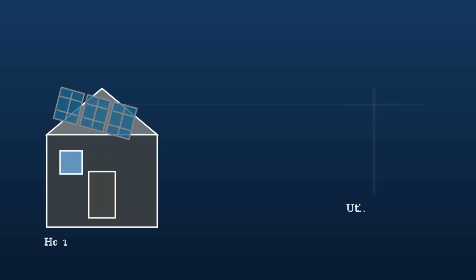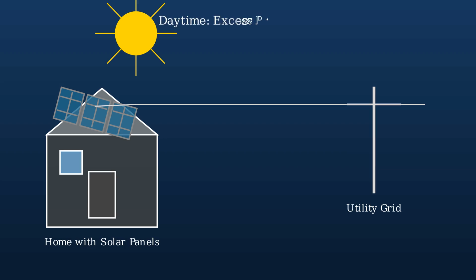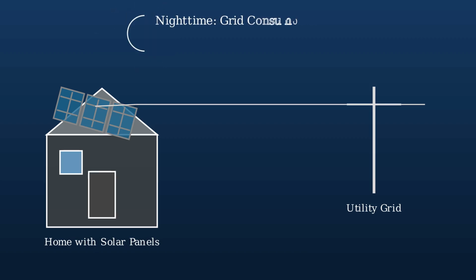Most solar systems today connect to the electrical grid, creating a two-way relationship between homes and the utility. During sunny days, solar panels often generate more electricity than the home consumes. This excess electricity is fed back to the grid, providing power to other homes and businesses in the area. At night or during cloudy days, when solar production is insufficient, homes draw electricity from the grid.